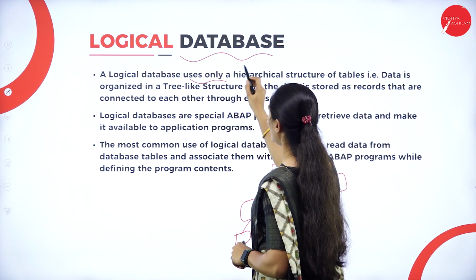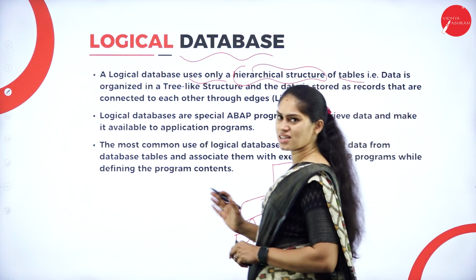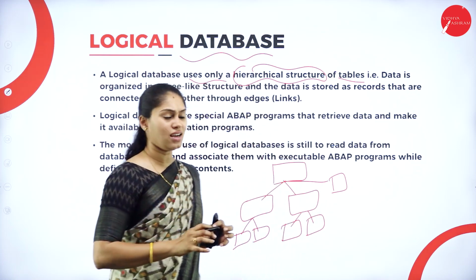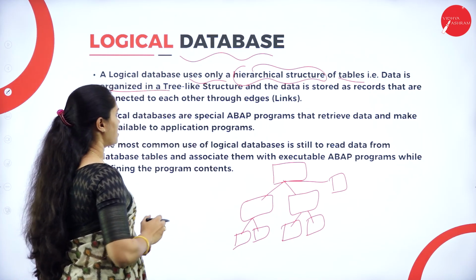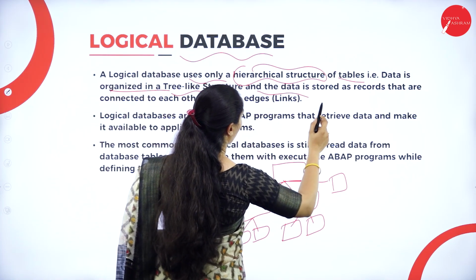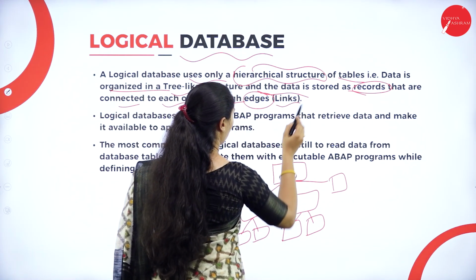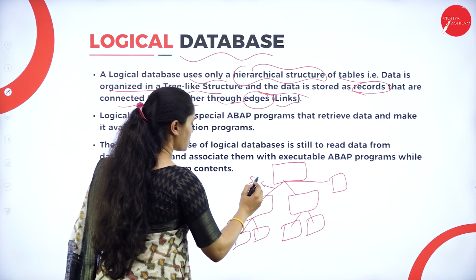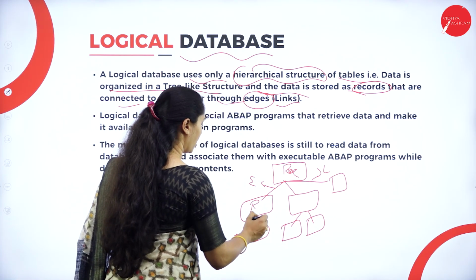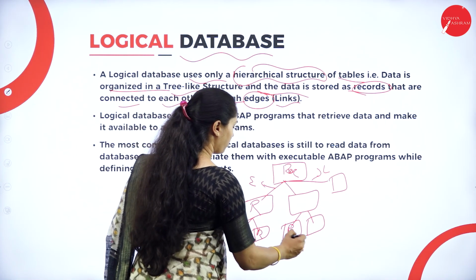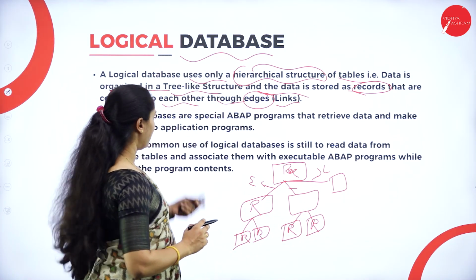So it uses only a hierarchical structure of tables. So instead of having it one by one, we are having it as a tree-like structure or a hierarchical structure. So data is going to be organized in a tree-like structure, and the data is stored as records that are connected to each other through edges or links. I can say this as edges or links. So all these are considered as what? Records. So each record is going to have its own information, and we are connecting each record with the help of these edges or links.